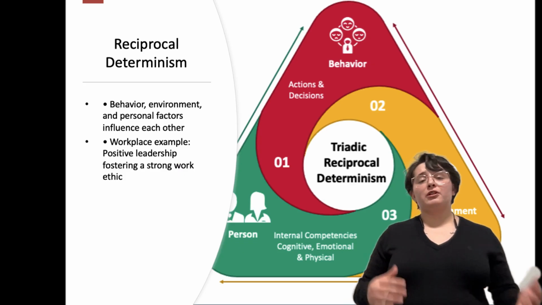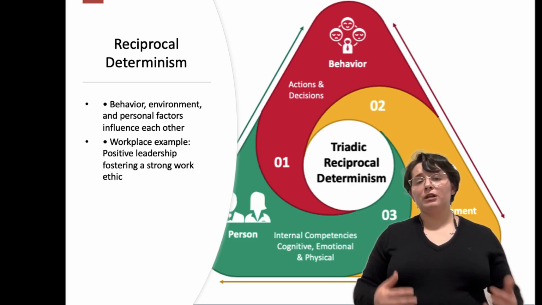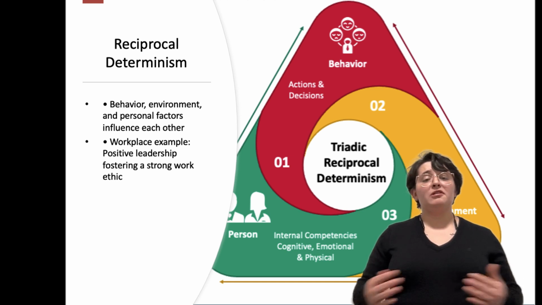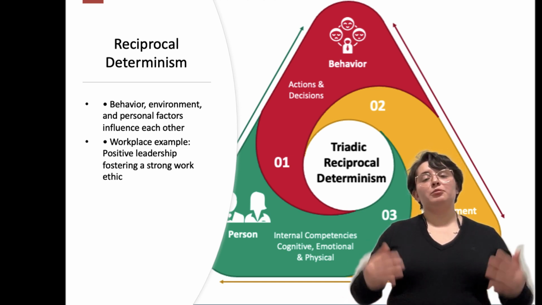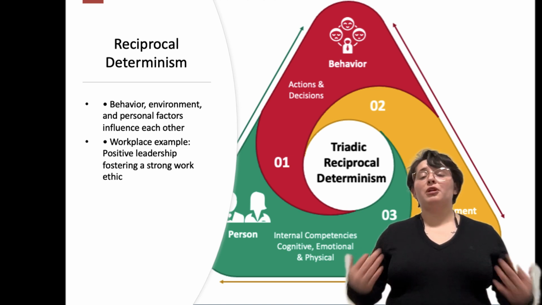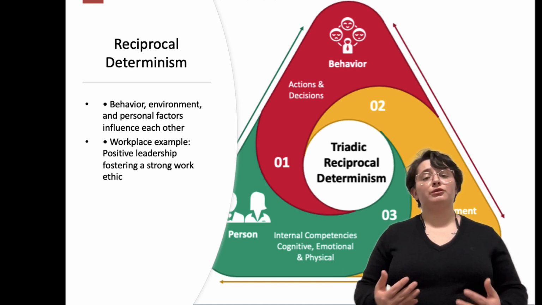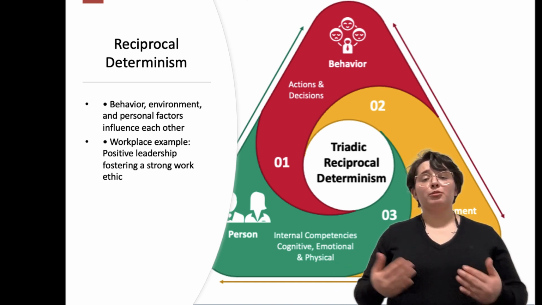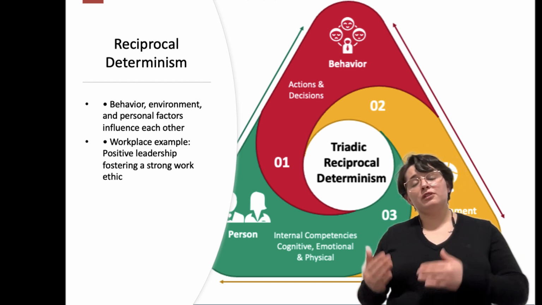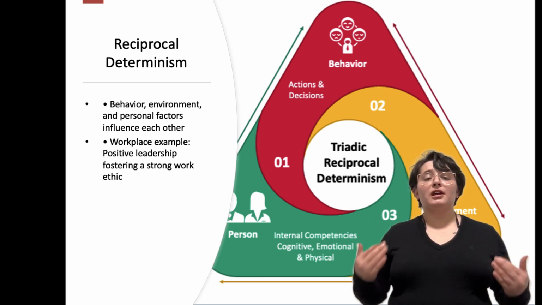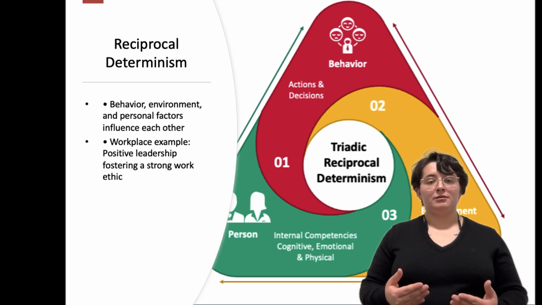The third aspect of SET is reciprocal determinism, a two-way influence. Reciprocal determinism is the idea that people's thoughts, behaviors, and environments all influence each other. A motivated and engaged employee can improve workplace culture just as a positive work environment can enhance employee performance.